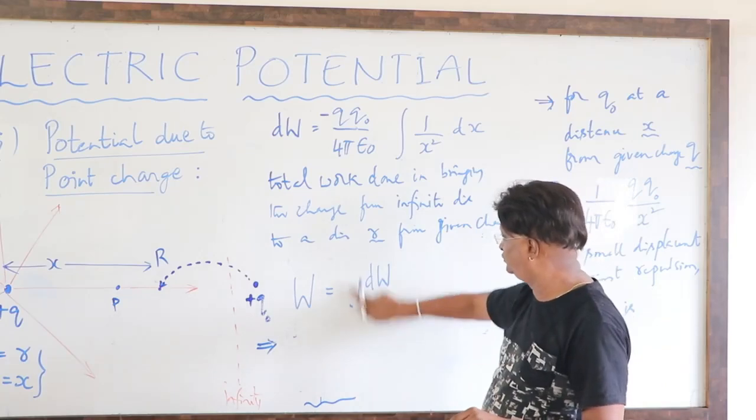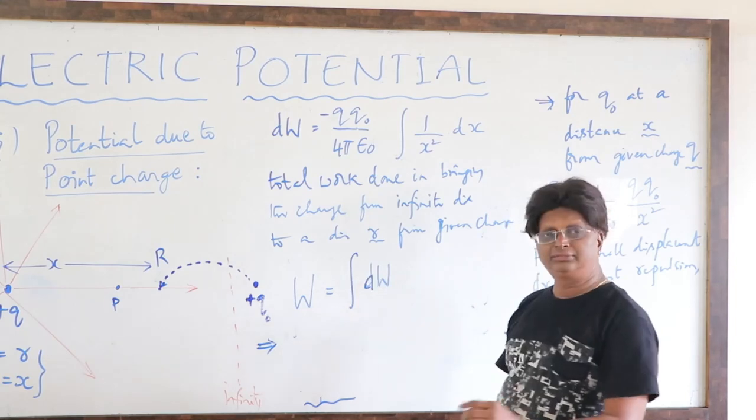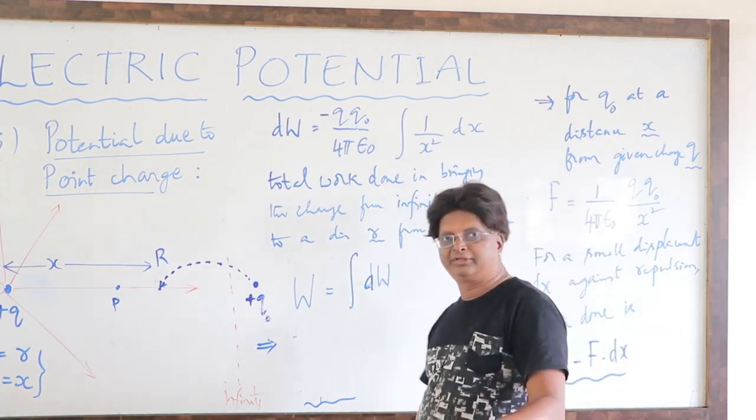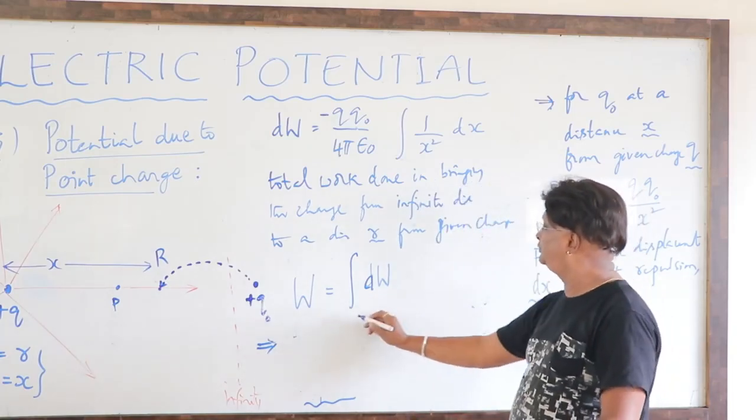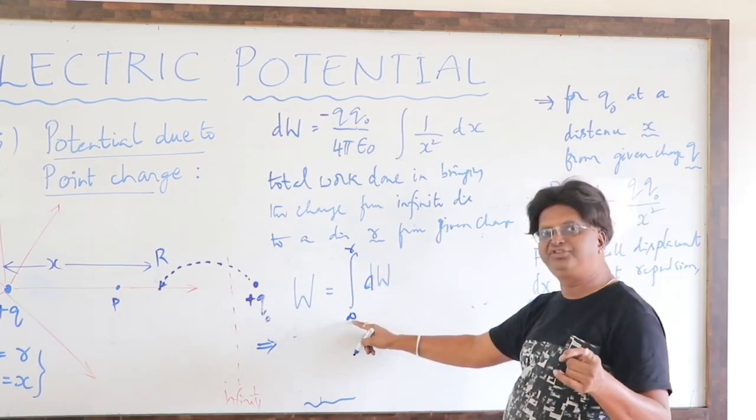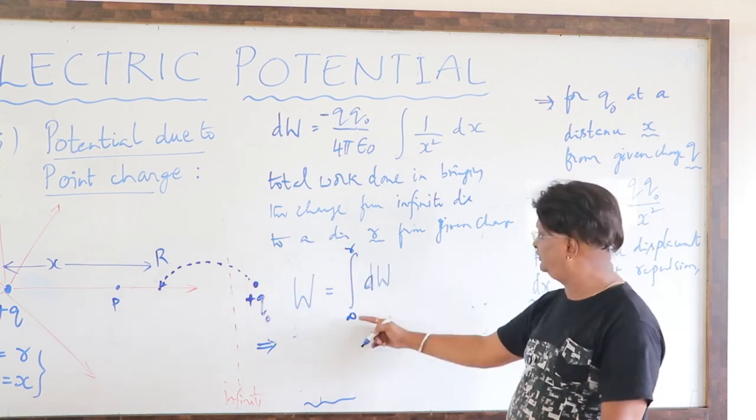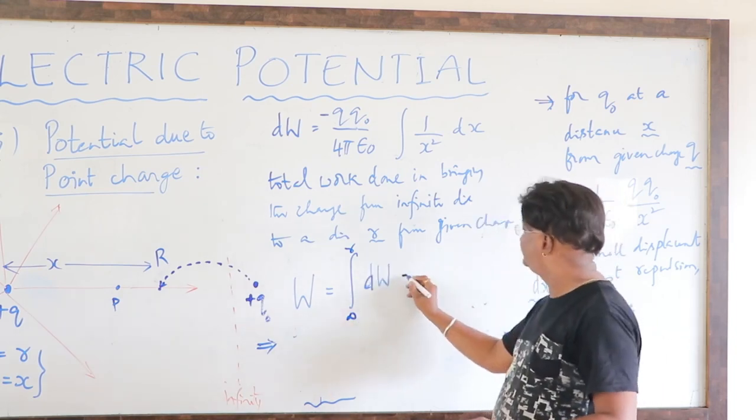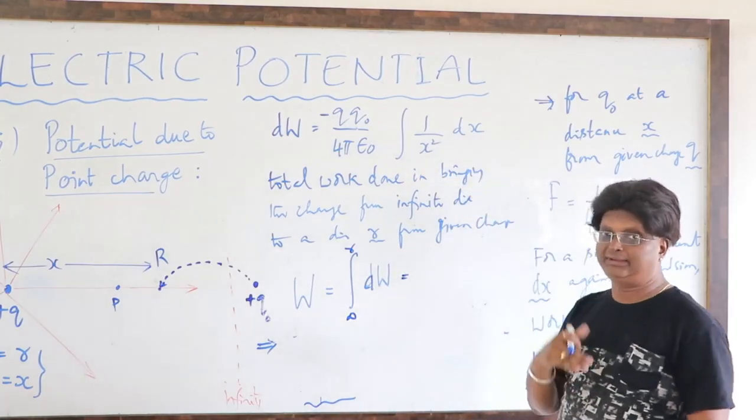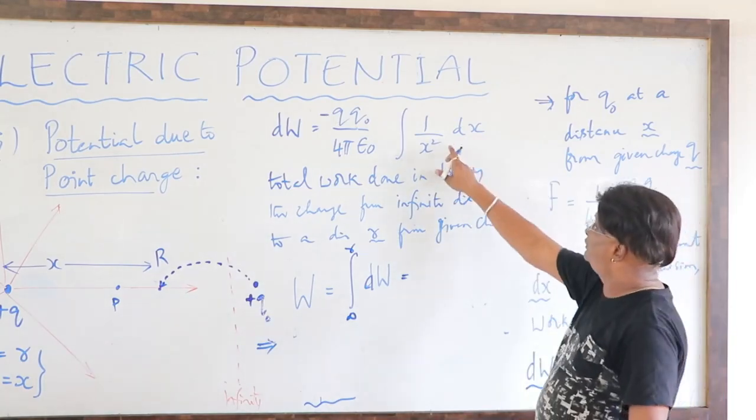The symbol is also S only, but that S is stretched. This is called the integral operation, which you will enjoy a lot in your mathematics in second PU, this calculus part. Integral dw from infinity to r. This is called the initial, that is the lower limit, and this is called the upper limit, from infinity to r. So this gives rise to integral 1 by x square dx, and the answer for that is minus 1 by x. So minus 1 by x will be the answer.